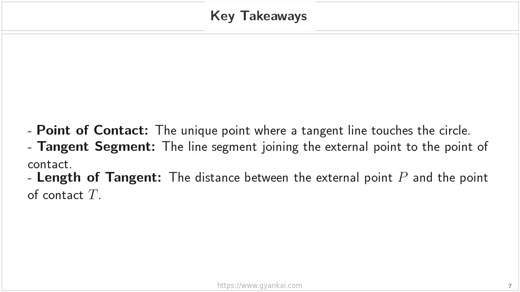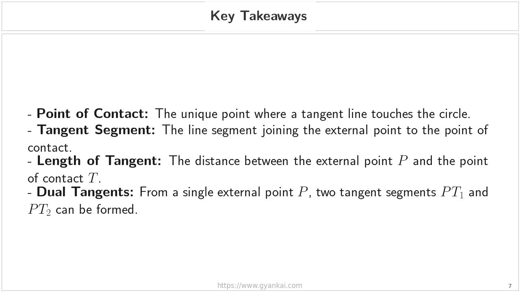This leads us to our main topic, the length of the tangent. This is simply the numerical distance between the external point P and the point of contact, which we've labeled as T. Finally, don't forget the concept of dual tangents. As we established right at the beginning of this lesson, from a single external point P, you can actually form two distinct tangent segments, which we denote as PT1 and PT2. Keep these definitions clear in your mind, because in our next slide, we are going to look at some common pitfalls where students often get tripped up.